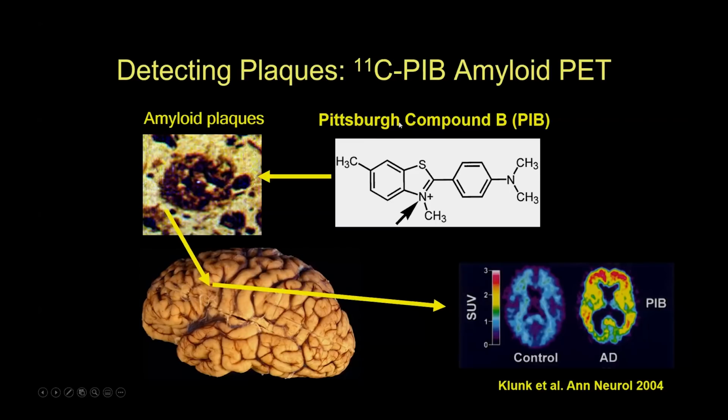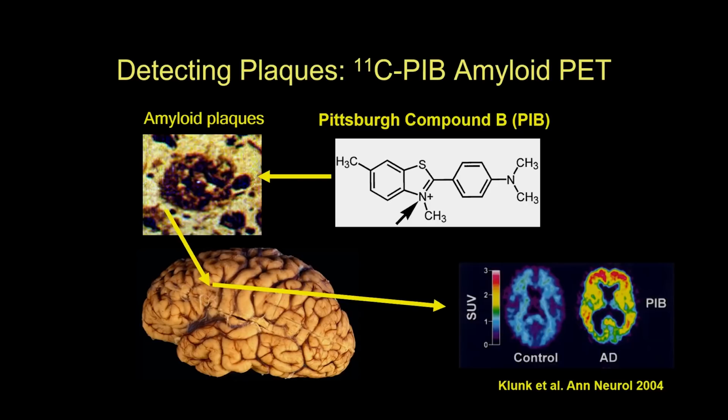A really exciting development occurred in the early to mid 2000s with the development of imaging technologies that allowed us to visualize amyloid plaques in living people. And this is the first molecule that was developed. It's called Pittsburgh Compound B, or PIB. If you took organic chemistry, it's going to pay off. Here's the molecular structure.